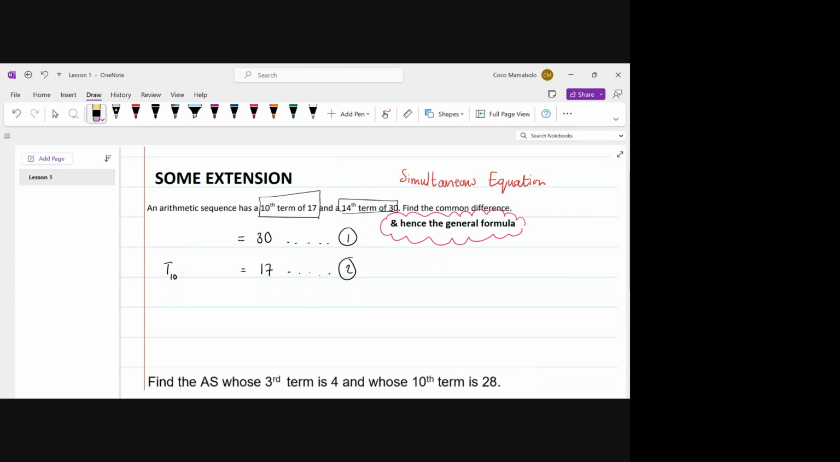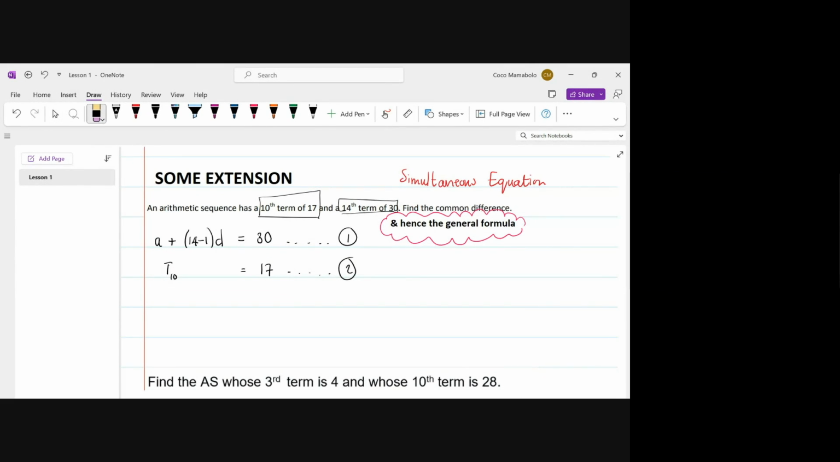I know that T14 would be A plus 14 minus 1 multiplied by D. Okay, thumbs up. I may have moved a little fast there. Is everybody understanding what ma'am has done there? Let me try that again. Okay, I'm going to try that again.